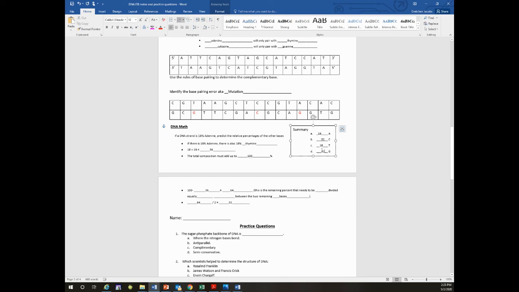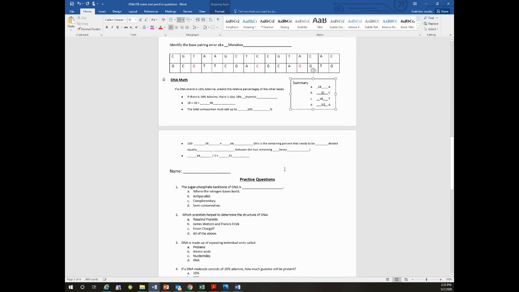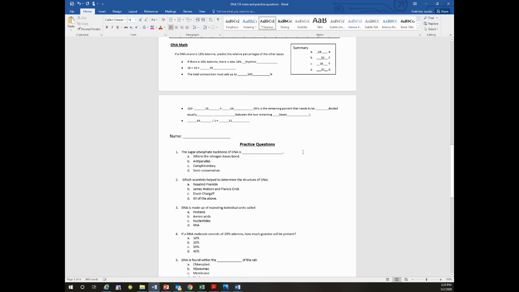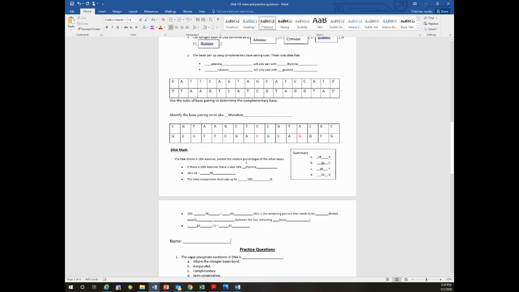So 18 plus 18 is 36. 32 plus 32 is 64. And 36 plus 64 should give us 100. So that's how you know you did it correctly. Also make sure that A always equals T and C always equals G, and that you don't put them on the wrong lines. So here are some practice questions that are just a follow-up to everything that we just talked about.